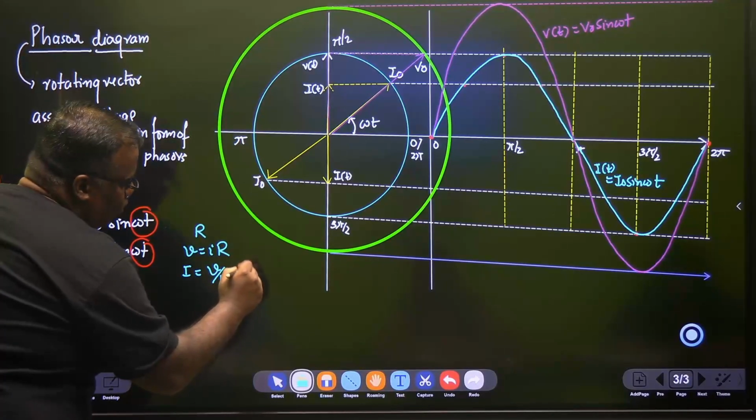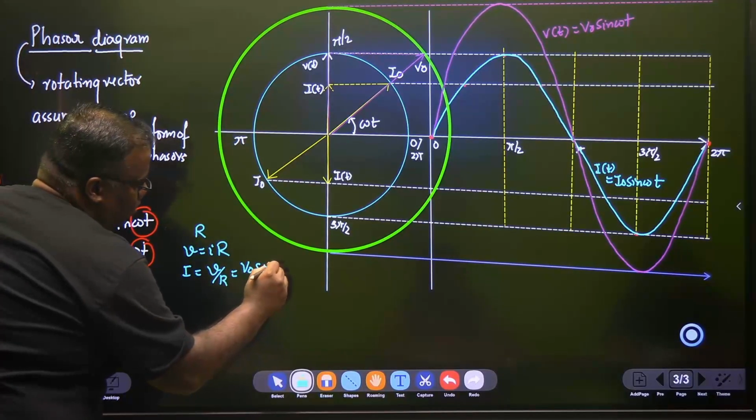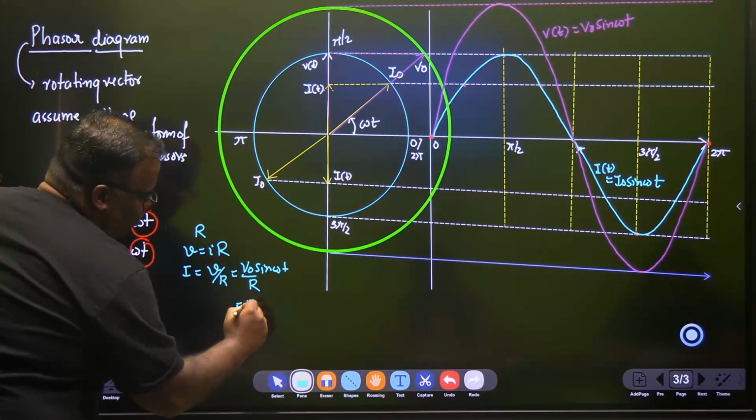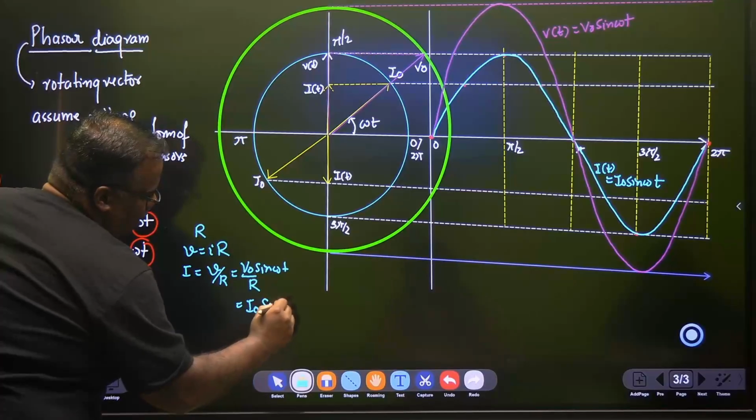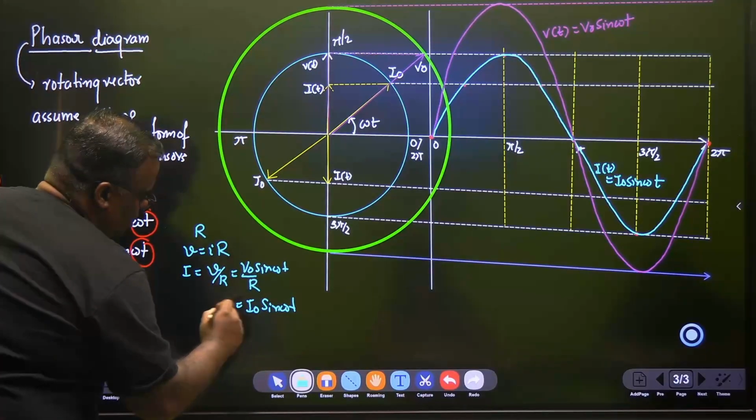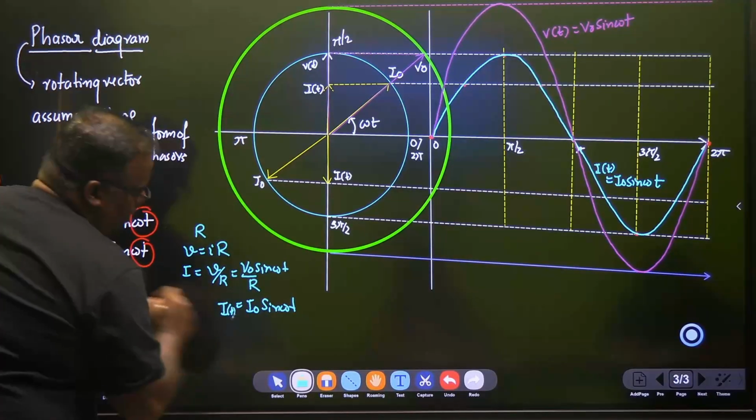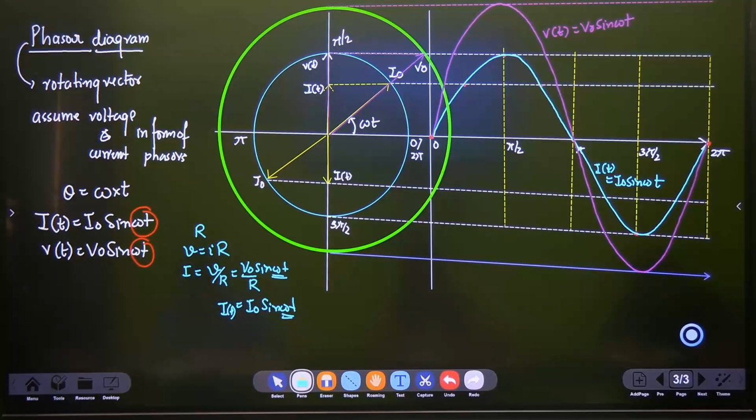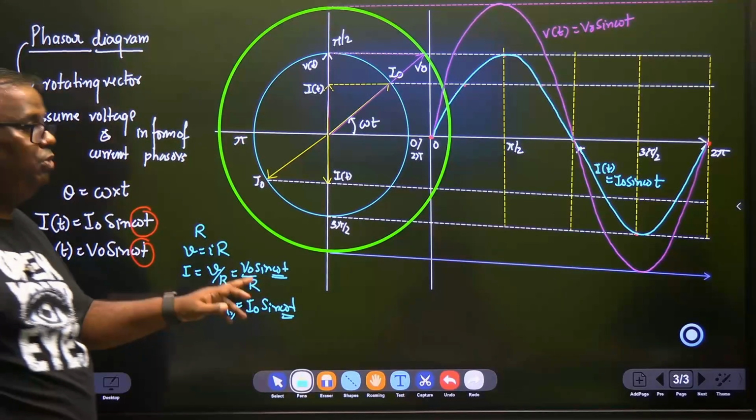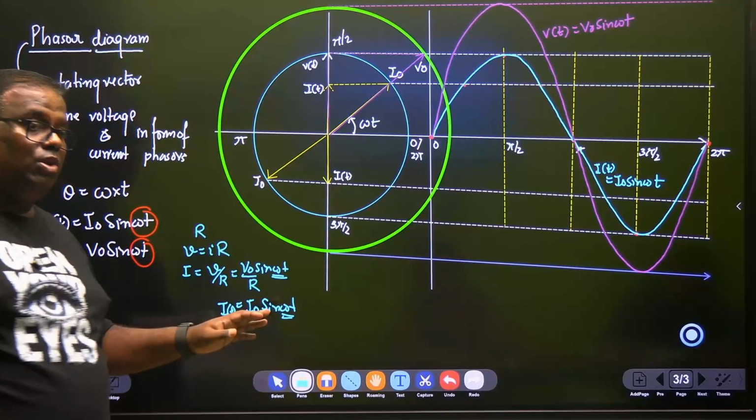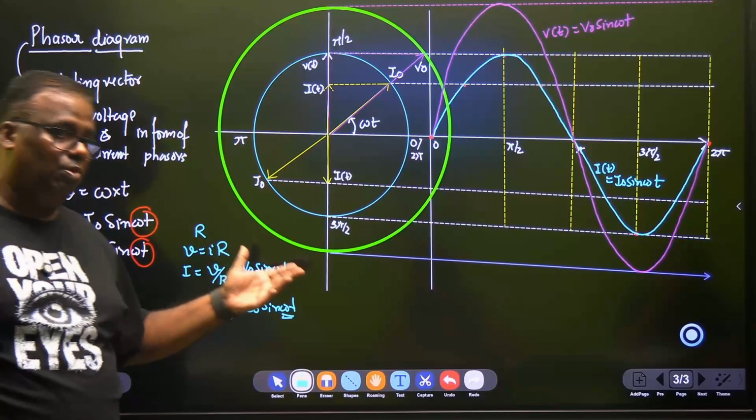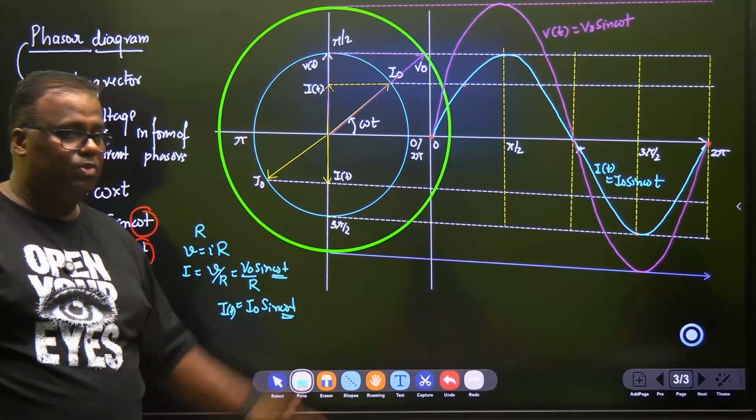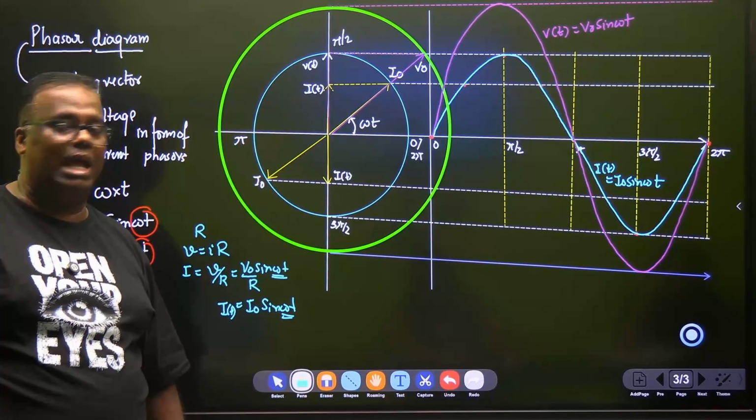So what is the value of V? V naught sine omega t, and this is R. This V naught by R is known as I naught sine omega t. So this is I at any time t. So if you see, the phase difference is 0 between the two, and this happens only in a pure resistive circuit. But when we go to a capacitive circuit, as we will be going now, and an inductive circuit, we will see there is a lead and a lag.